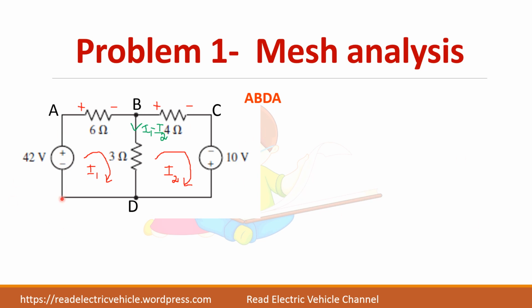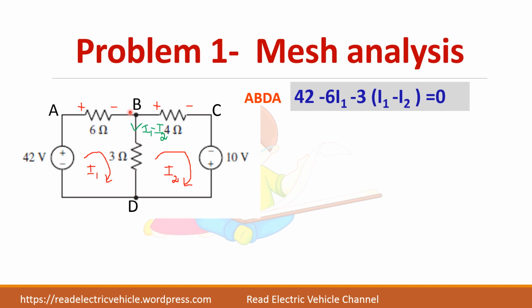Let us start from D. Here you have negative and positive, a 42 volt source. When you move from D to A, the current is moving from the lower part to the higher part, from negative to positive, so it is a rise in potential. Rise in potential means you take it as positive, so plus 42. In this branch, current is flowing from plus to minus, so it is a drop in potential. Write it as minus 6. What is the current through this resistor? I1. So minus 6 I1.